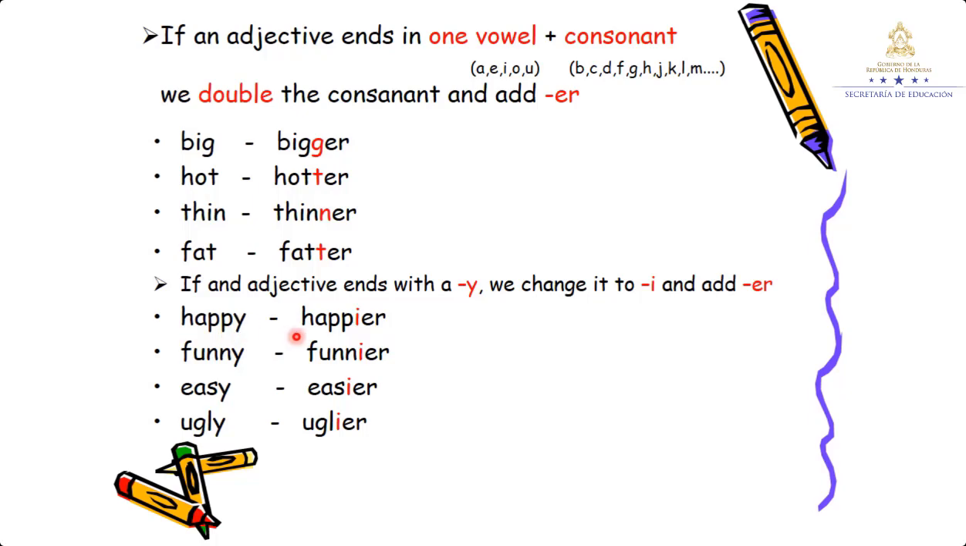We have another rule. If an adjective ends with a y, we change it to I and add er. For example, happy, happier. As this adjective ends in a y, before adding er, we change the y to the I and add er at the end. So happy becomes happier. Funny, funnier. Easy, easier. Ugly, uglier.